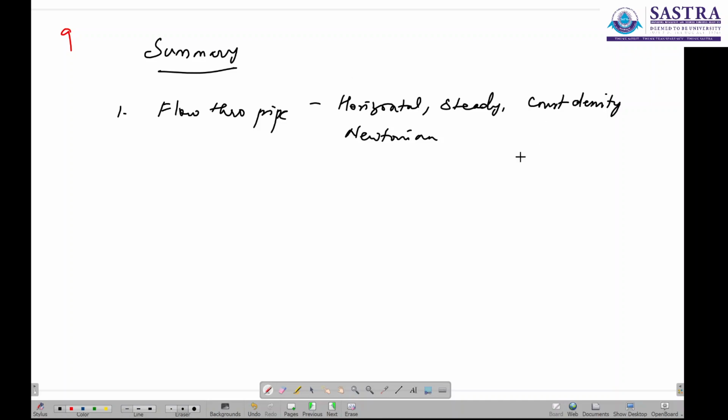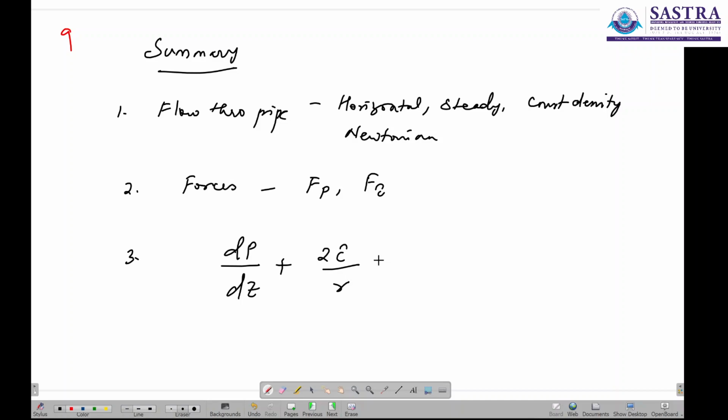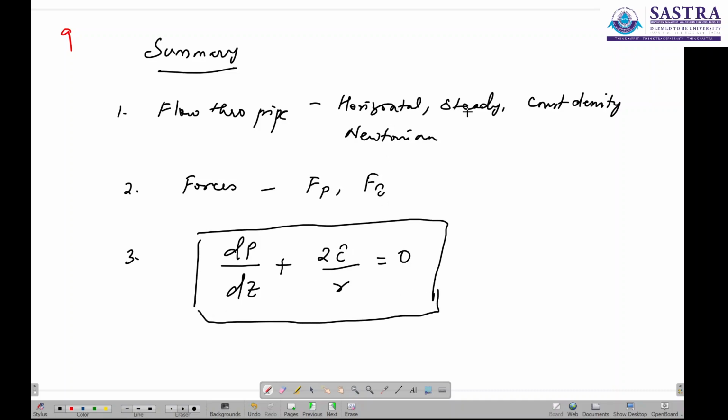You will see that. So this is what we considered, and we considered the forces. What are the two significant forces that we considered? One is the pressure force and the other is the force due to the shear stress. When we balance these under steady state condition, we end up with a differential equation dp by dz plus 2 tau by r equal to 0. So this is the governing equation that describes the flow in a horizontal steady flow of a constant density Newtonian fluid through a small differential element.